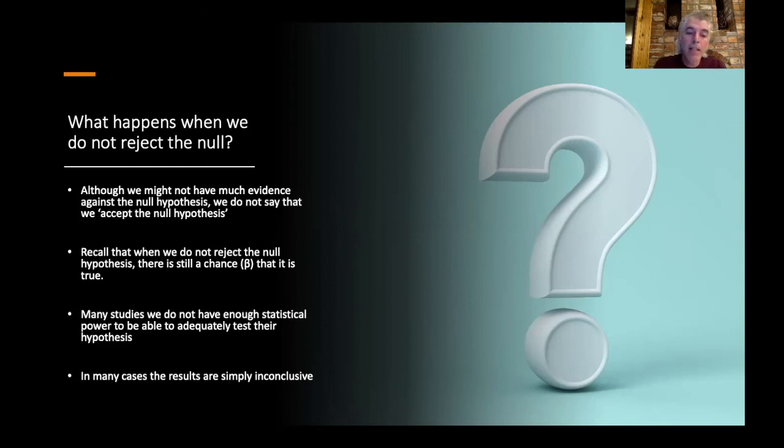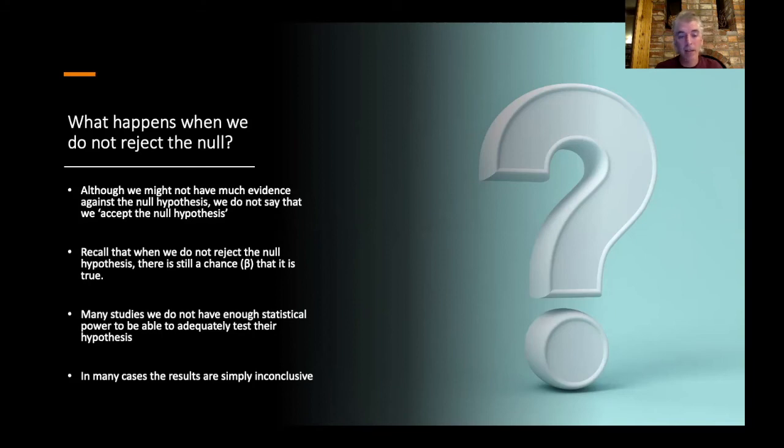And what we find is that many studies in ecology and evolution actually have not a lot of statistical power to be able to reject the null. And so in many cases, the results of the statistical tests are in fact inconclusive. And what we really need is more data to be able to have a more powerful test to be able to discriminate between a true absence of an effect versus a study that didn't have enough power to detect an actual meaningful effect.